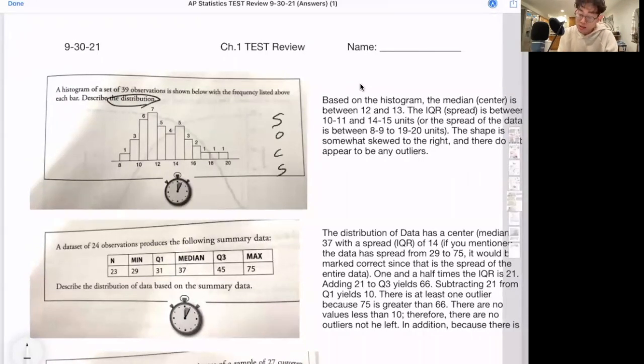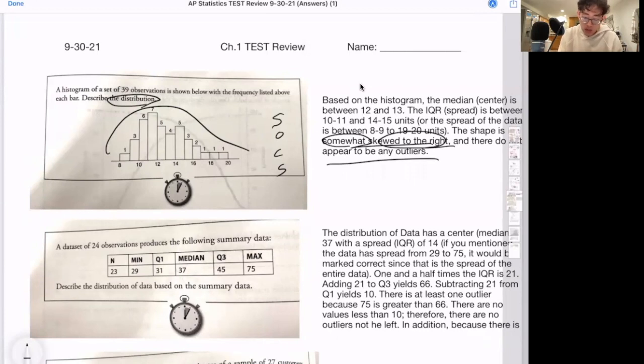Remember SOCS, please. It's roughly skewed to the right, as you can see. I think I said that here. The shape is somewhat skewed to the right. Somewhat and roughly mean the same thing. And there does not appear to be any outliers.